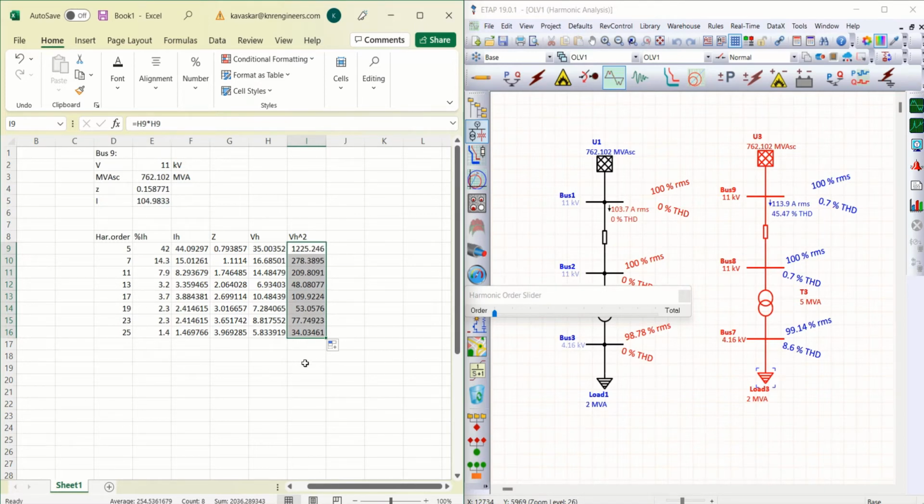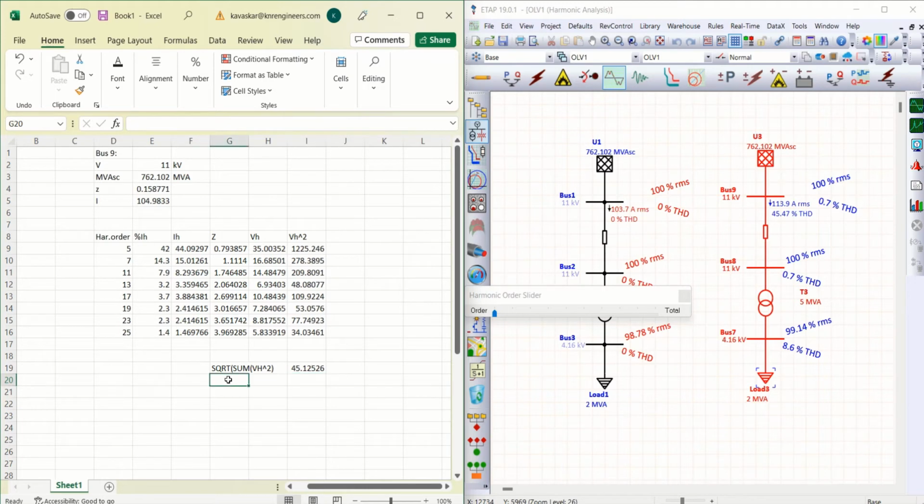For that purpose, I want to calculate the square root of the sum of this VH square, that is each individual order. Okay, just apply the formula here: SQRT of SUM of these values. So I'm getting some number which is the square root of the sum of VH square.